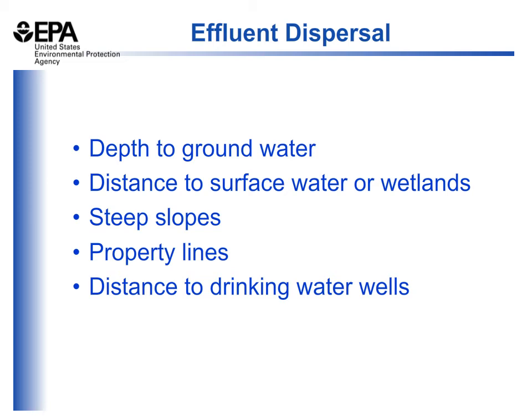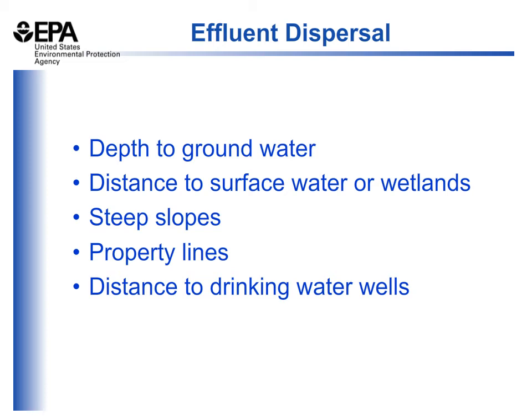You also want to make sure you know the distances to property lines. You don't have to be too far from the property line to build a septic system, but you need to know where those are, and they need to be properly surveyed by a professional land surveyor in order to make sure you've got the proper setbacks.